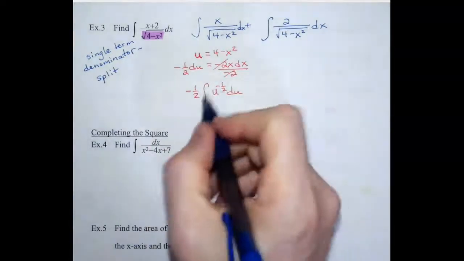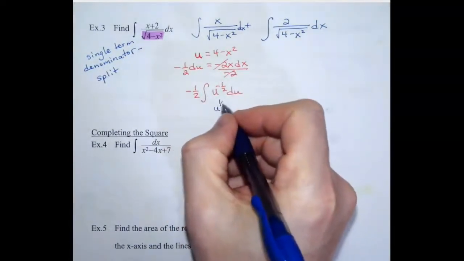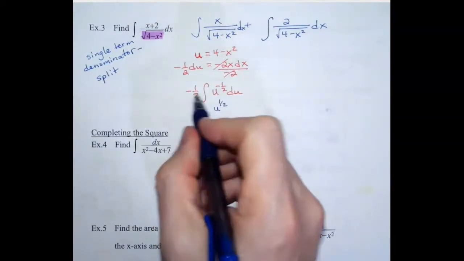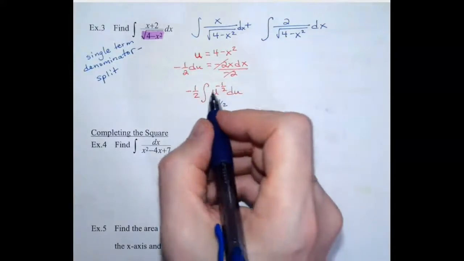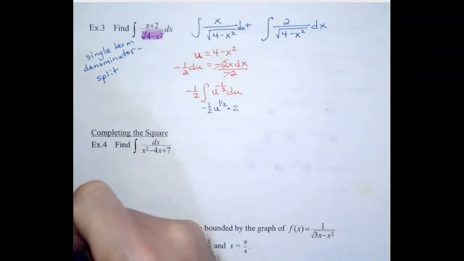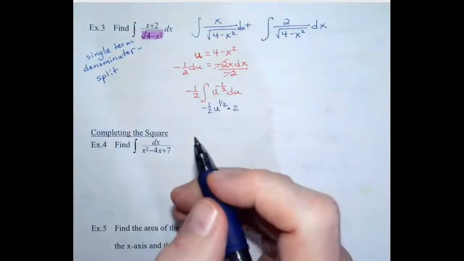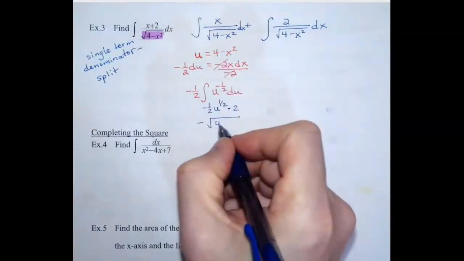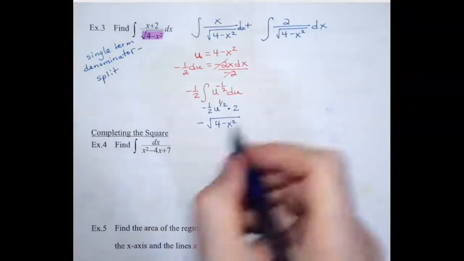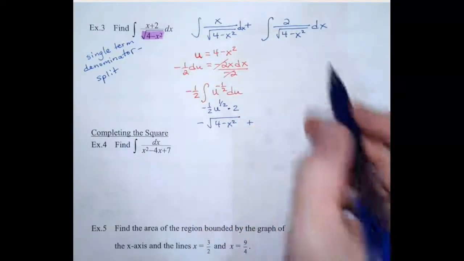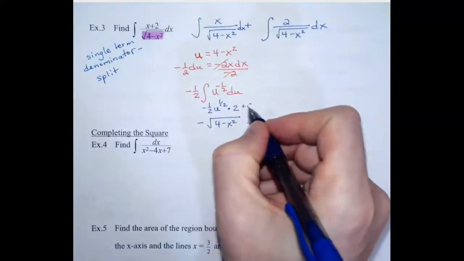So now I'm just going to go ahead and integrate this. If I add 1 to the exponent, that would be 1/2, and divide by the new exponent. Dividing by 1/2 is like multiplying by 2. So times 2, dividing by the new exponent. So that's going to be negative square root of u, which was 4 minus x squared. Now, there would be a plus c here, and then there would be a plus c over here. I guess I can do that. Plus c1.